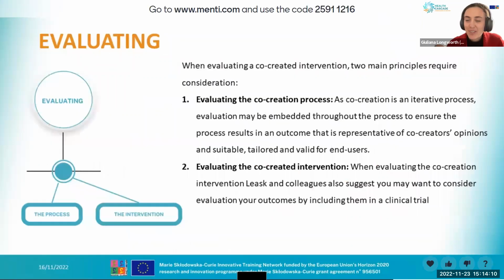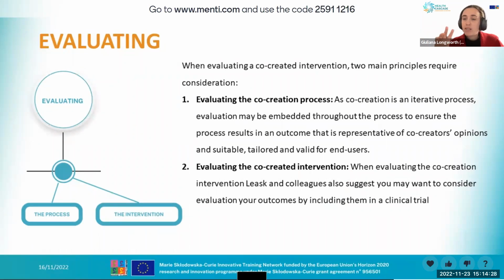Yes, hi everyone. So we're on to the evaluation. As previously mentioned, for Lisk and colleagues, that is the fourth stage of the producers framework, evaluating. According to them, the two principles are important: to evaluate the process and the intervention itself.